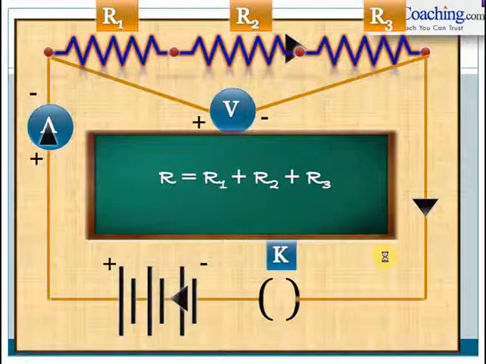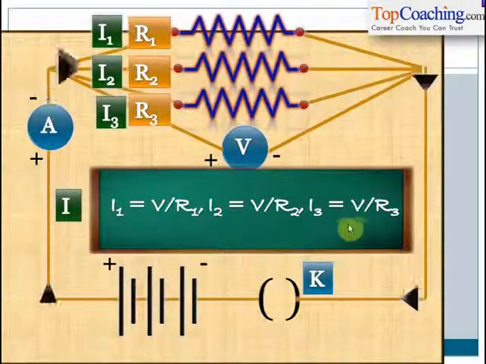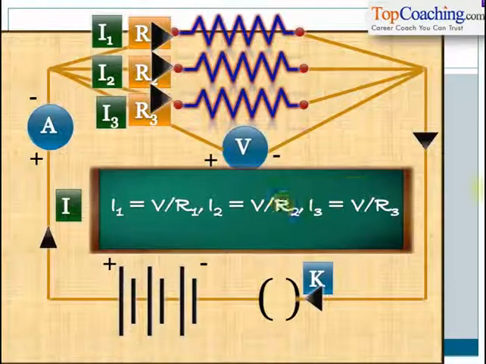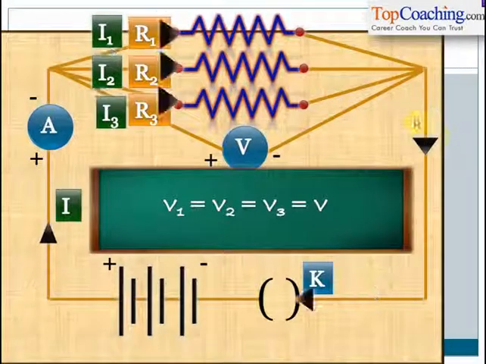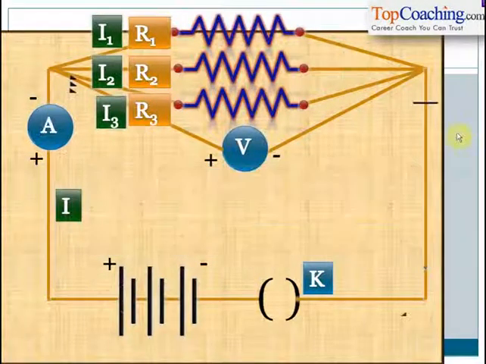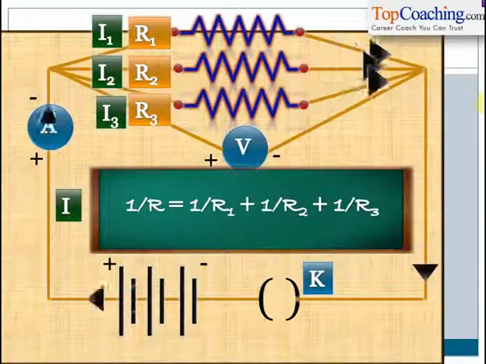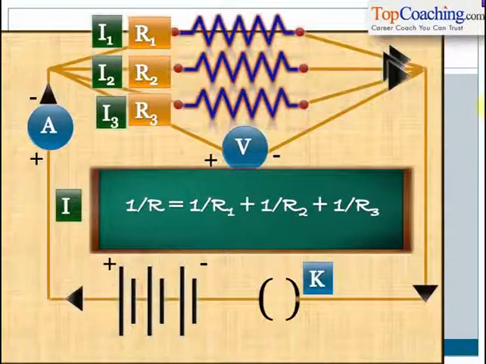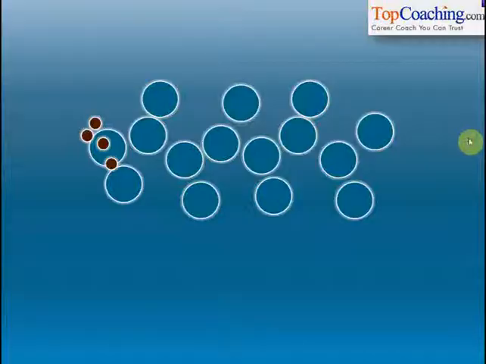In the case of a parallel circuit, however, the current passing through each resistance is different, and it can be calculated by Ohm's law. The potential difference across each resistance, however, is exactly the same. V1 is V2 equal to V3 is V. The equivalent resistance in the case of a parallel circuit can be calculated by the formula 1 by R is 1 by R1 plus 1 by R2 plus 1 by R3, where R is the equivalent resistance.